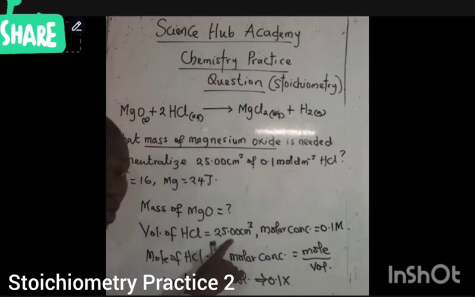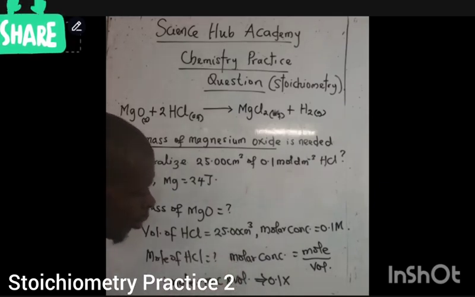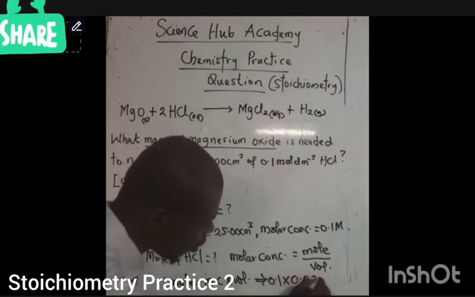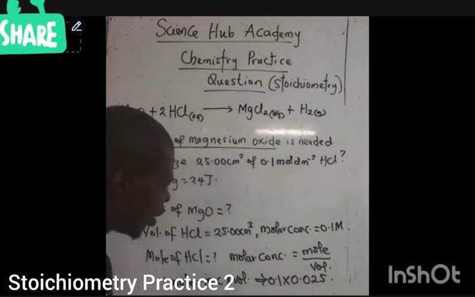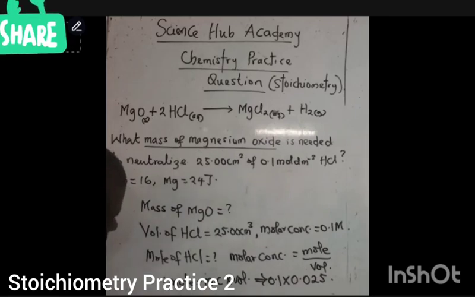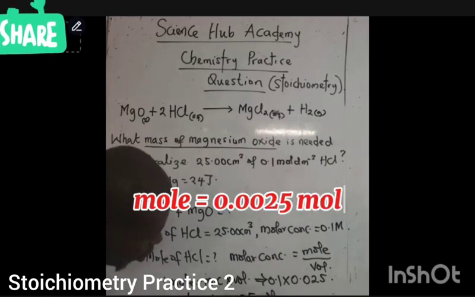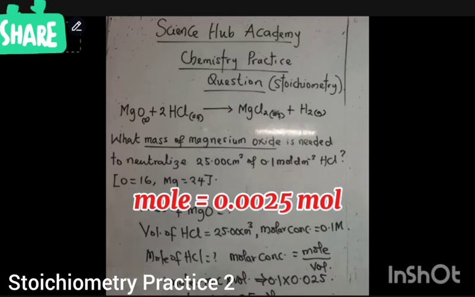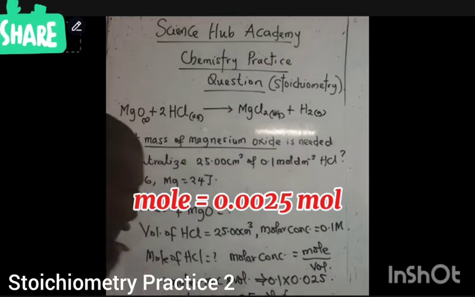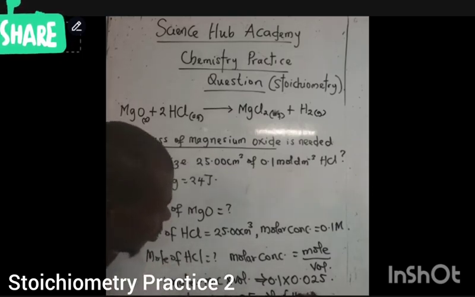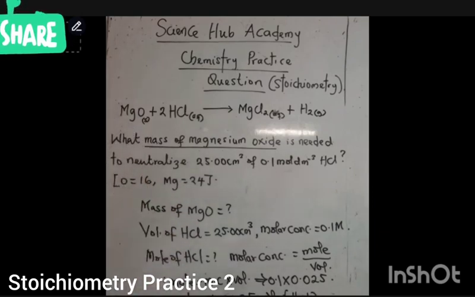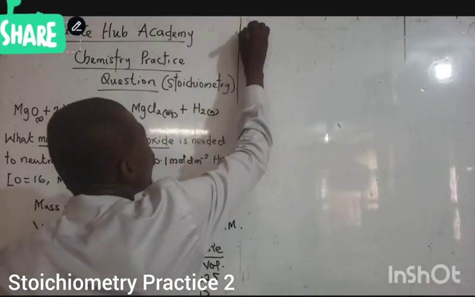This volume has to be converted to dm³ by dividing it by 1000. So that will be 0.025. So it implies that the mole here will be equal to 0.1 multiplied by 0.025, which is 0.0025. Now, this is exactly the mole of the acid given, that is HCl. So we can then do the comparison from what we have here in the equation.